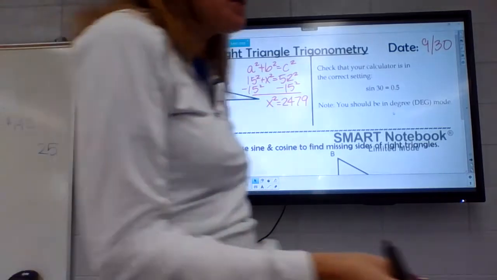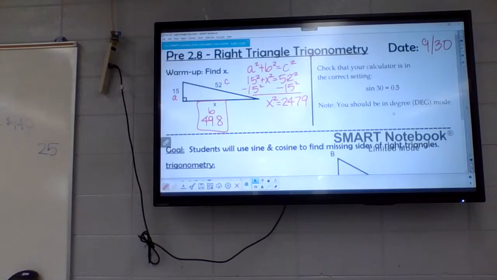Okay, so that's basic geometry. Maybe you even saw that in 8th grade math. The Pythagorean theorem is something that hopefully you've seen before and are comfortable with. Again, making sure you're in that right mode.